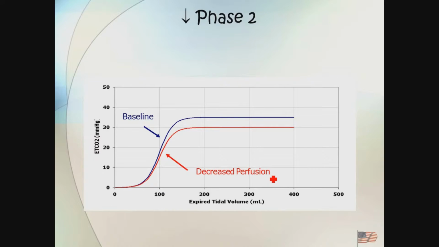And this is what it would look like, where my baseline is there in blue, and I see the slope going more towards the horizontal axis. That's a sign that perfusion has been impaired, and I need to address it in some fashion. Okay.